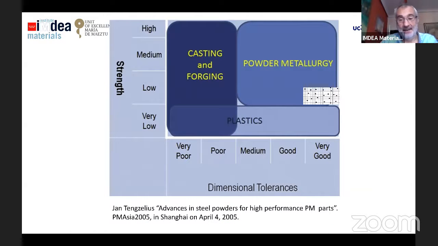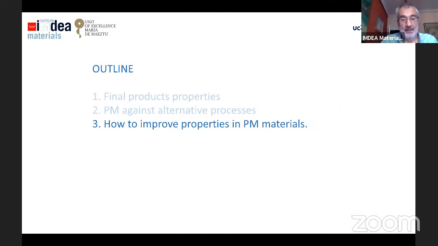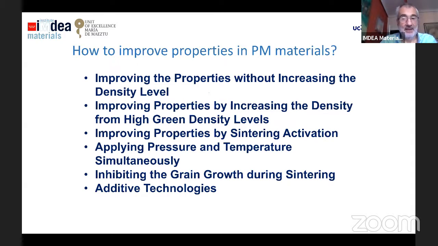Here we have again the previous one, in which we see how we can move from conventional powder metallurgy to the advanced powder metallurgy. Let's go to this route. Well, how can we improve these properties in PM materials? We can improve the properties in different ways. Here we can talk about 6 possible different ways.